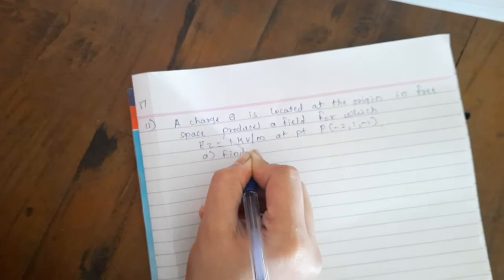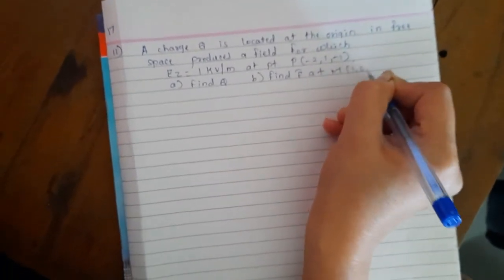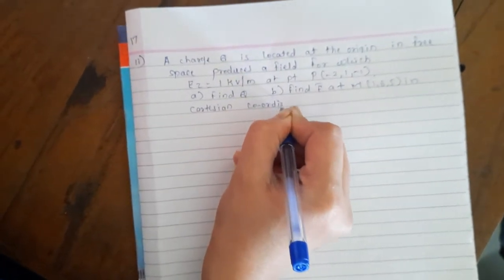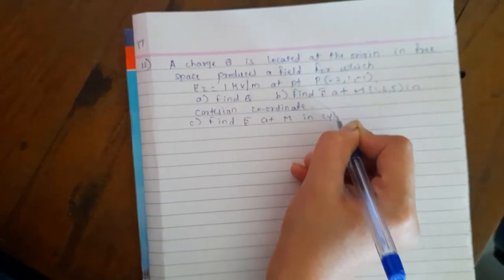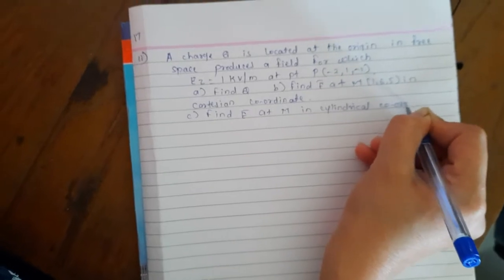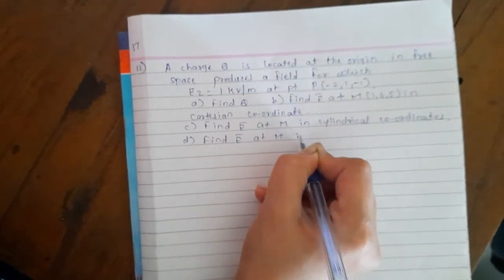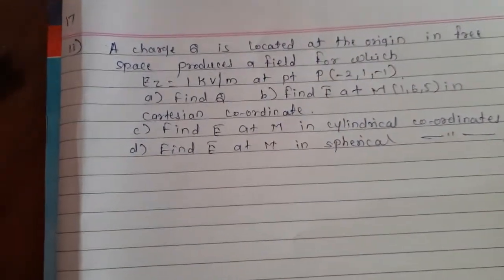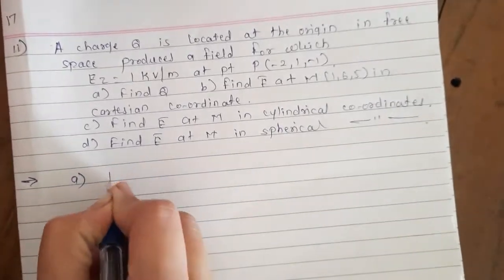So first find Q. Second, find E bar at M (1, 6, 5) in Cartesian coordinate. Third, find E bar at M in cylindrical coordinate. Fourth, find E bar at M in spherical coordinate. So we have to find Q and we have to find E bar in Cartesian, cylindrical and spherical coordinates. So first is to find Q.